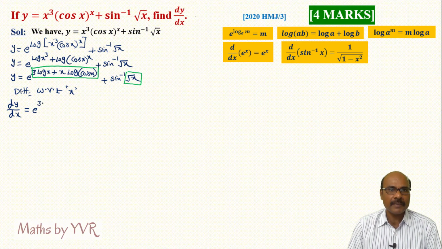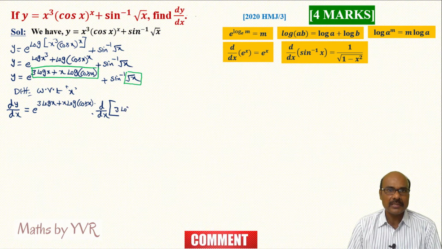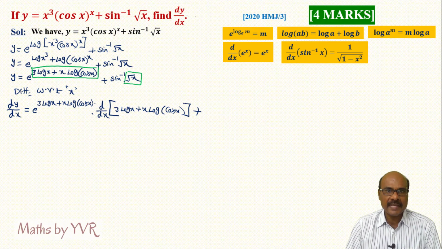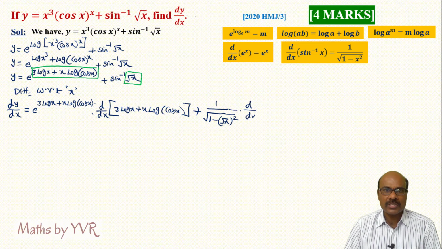First one, that means e power 3 log x plus x log of cos x, into, by using the chain rule, for the function which we considered as x, that function's derivative, that means d by dx of 3 log x plus x log of cos x, plus the second term derivative: sin inverse x derivative is 1 over root 1 minus x square. What is x here? Root x whole square, into, by using the chain rule, the derivative of the term which we considered as x, that means d by dx of root x.